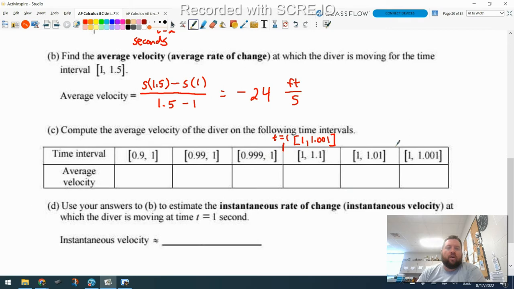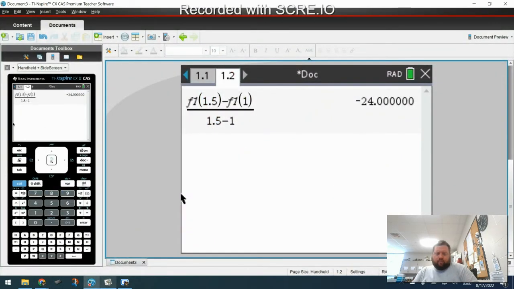1, 1.001. And then over here, I'm going to do 1, 1.1. And I'm just going to cross these out. The one in the middle is still good. So now they're going to be approaching whatever value we see they're approaching in the middle here is going to be our answer that we're looking for. All right, so we just need to kind of recreate this fraction here and just change out some values.